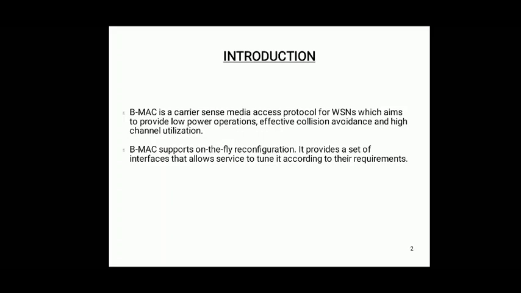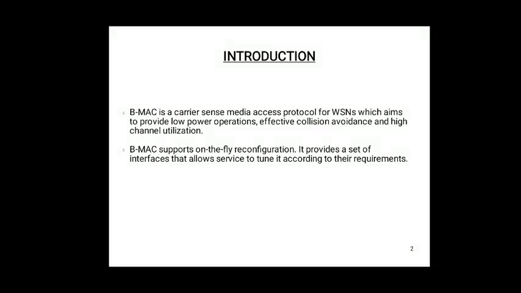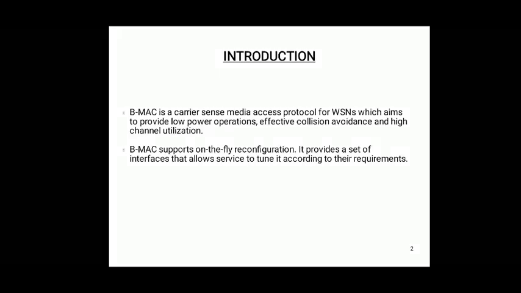BMAC supports on-the-fly configuration. Unlike SMAC protocols that provide network organization functionality along with the link layer protocol, BMAC leaves these functionalities, like organizing the network or synchronization, to be implemented on top of it. It provides a set of interfaces that allow services to tune it according to their requirements. These services can be turned off and on as per the requirement. Thus, we can say that BMAC is a pure link layer protocol that uses channel assessment and packet backoff for channel arbitration, link layer acknowledgement for reliability, and low power listening for low power communication.